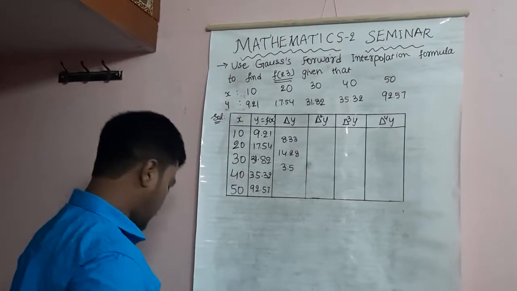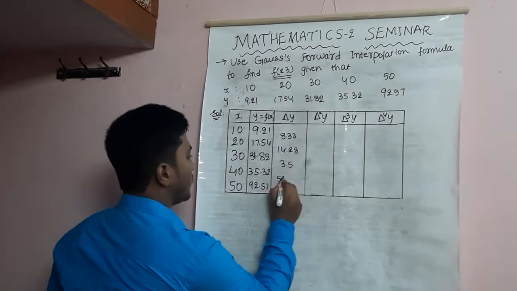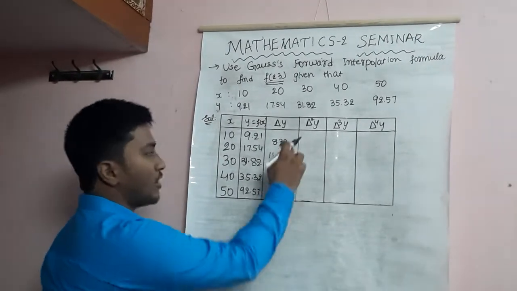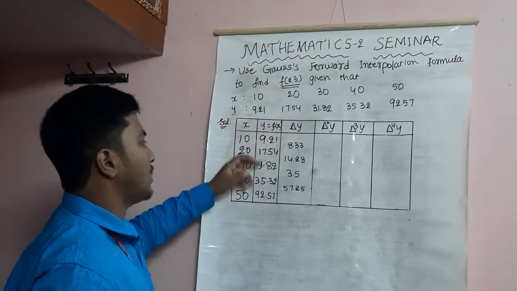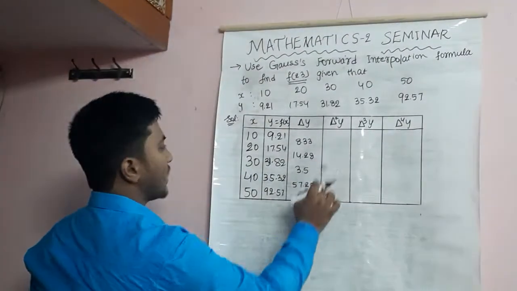And the last difference is 57.25. So these are all the first differences. We got these by subtracting this term minus this one, and similarly all the terms. Now we have to calculate the second difference.